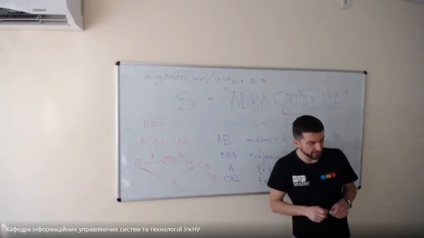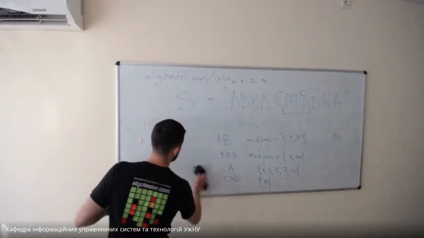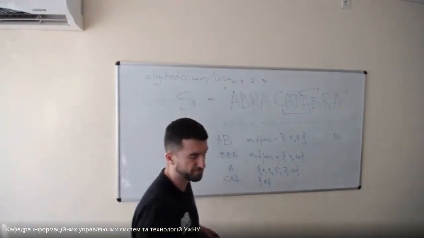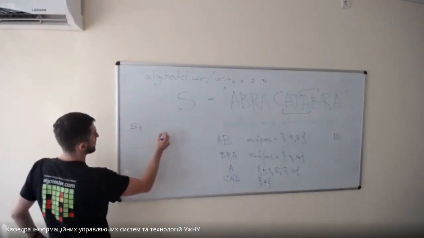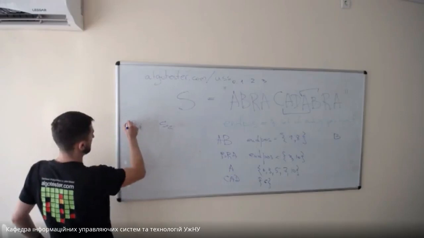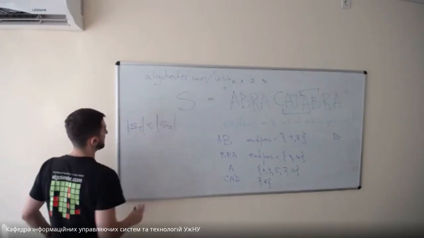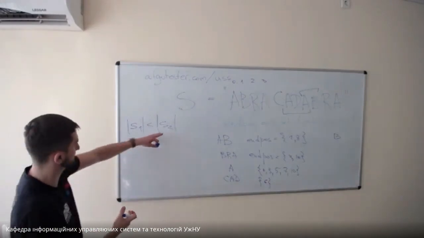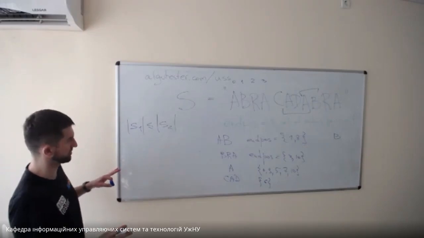Then for 2 arbitrary strings, let's call them S1 and S2, and let's say that S1 is shorter or the same length as S2, then there are two options.